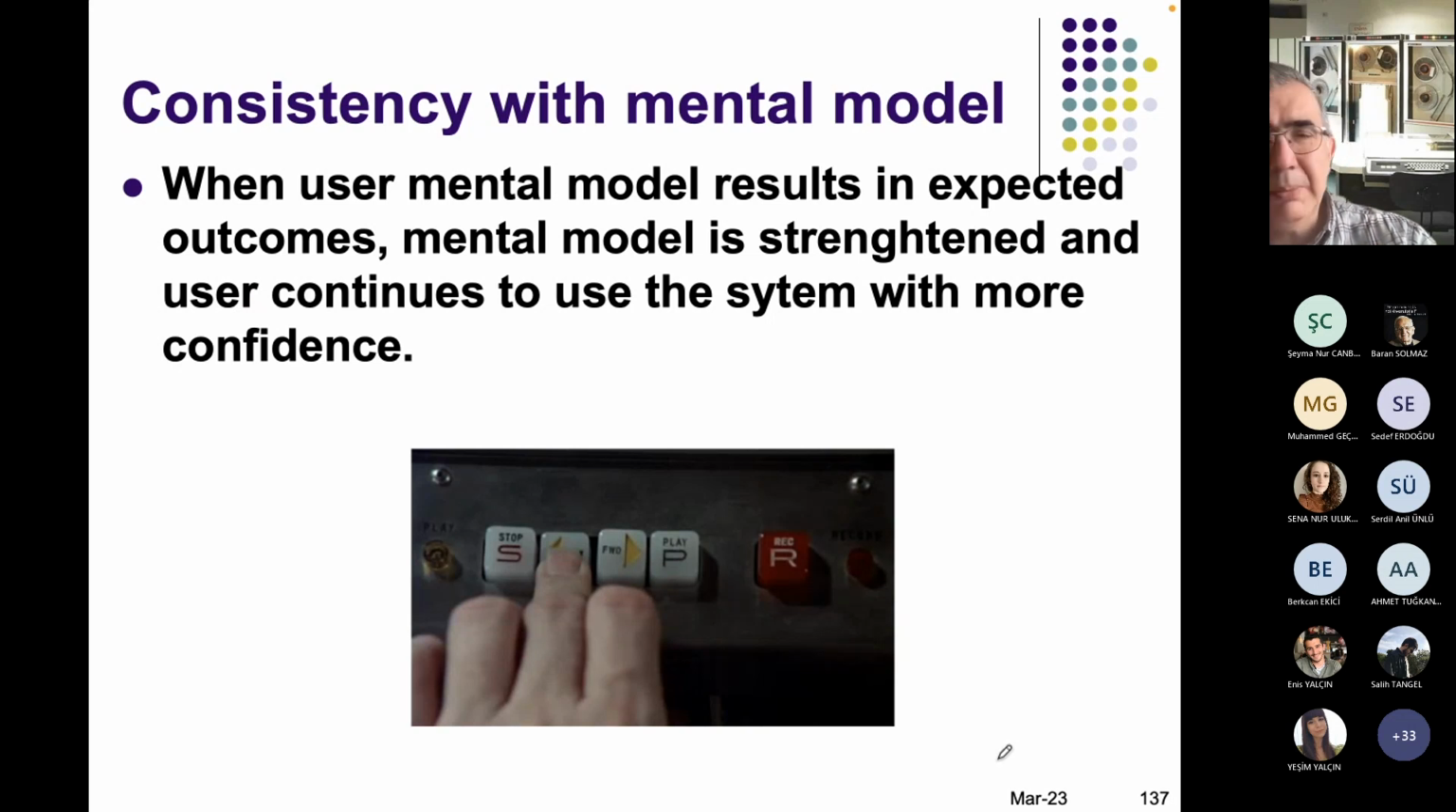When the user's mental model results in expected outcomes, the mental model is strengthened and the user continues to use the system with more confidence. That's important.